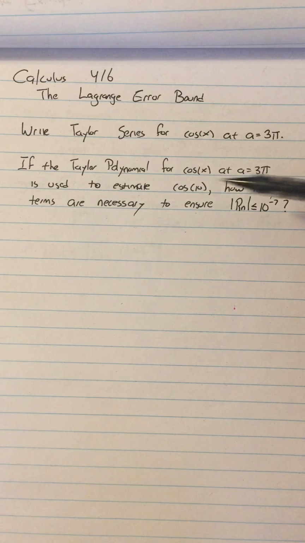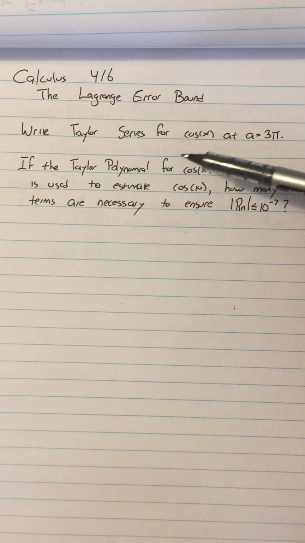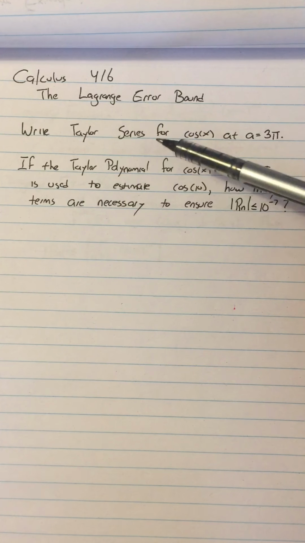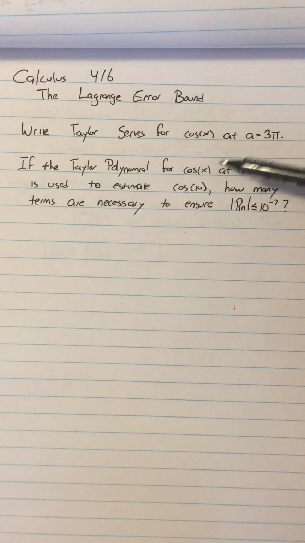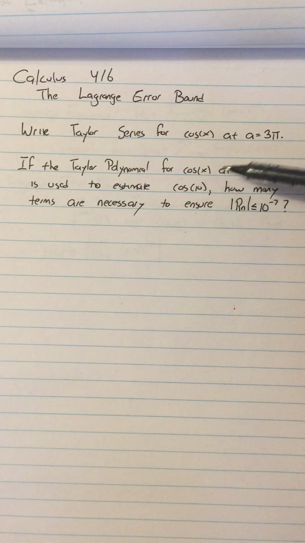And then we're going to ask the question, if I use the Taylor polynomial, which is the finite partial sum of the series, for cosine x at a equals 3 pi, so the same one, and I'm going to use that to estimate cosine of 10. So it matters, of course, what value I'm estimating. If I'm estimating cosine of 20, it's going to be a really different error bound than estimating cosine of 10. So it's important to know that we're estimating cosine of 10.